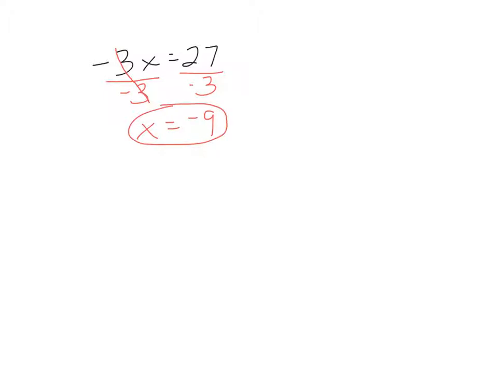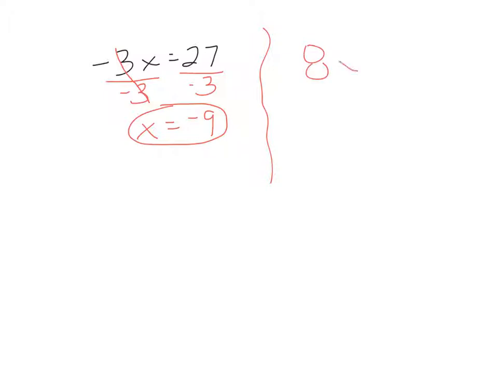Here are two more examples. If you are given negative 3x is equal to 27, you're going to do exactly the same thing. Just remember that now I need to divide by a negative 3 because I'm multiplying negative 3 times x. To get rid of that negative 3, I have to divide by negative 3. Whatever I do to one side, I have to do to the other side. The negative 3 divided by negative 3 cancels out, just leaving me with an x. And 27 divided by negative 3 is equal to negative 9, which is the answer.